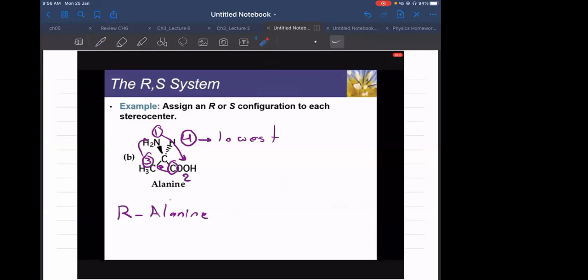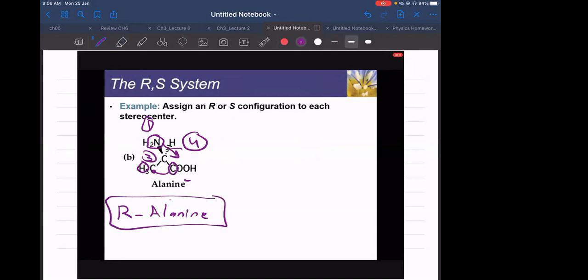So the lowest priority is the hydrogen. The least one is hydrogen. Very good. So it will be 4. And for the first or the higher priority, it will be the nitrogen. So it will be 1, the first, and then the second will be the carbon. And then we will go to the hydrogen here, which is the third. It will be clockwise, so it will be R alanine.